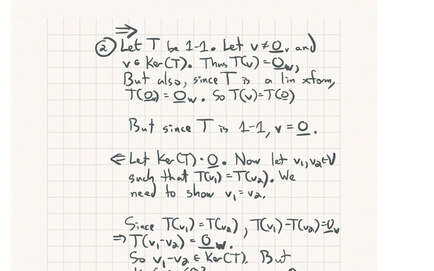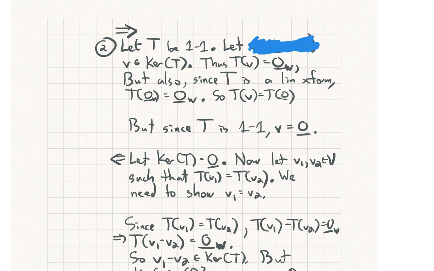Okay, here, let's let our linear transformation be one-to-one, and we want to show that the kernel is indeed the 0 vector. So what we're going to do is we're going to pick something in the kernel and show it's the 0 vector. It must be.